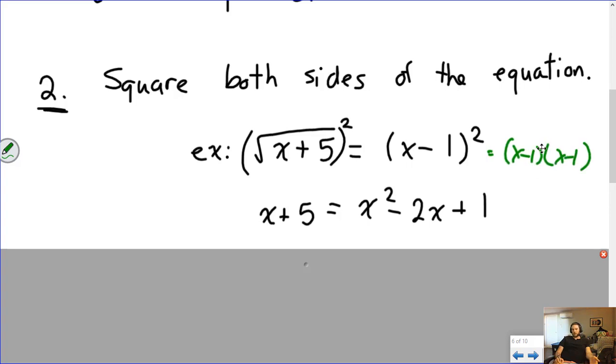So when we do that multiplication, it's x times x, and then negative 1 times x, and x times negative 1, and negative 1 times negative 1. That's your FOIL, so make sure that you're not skipping that step.